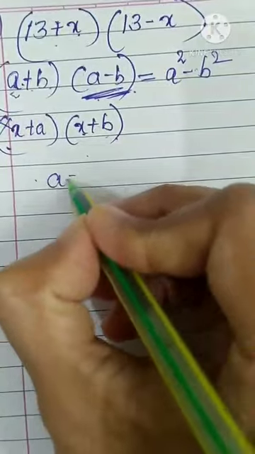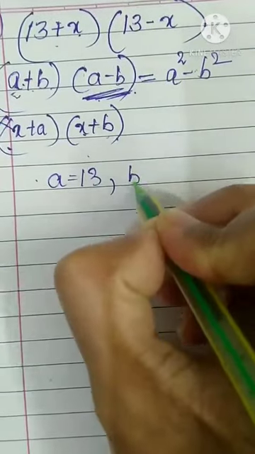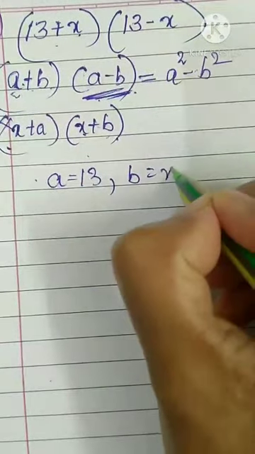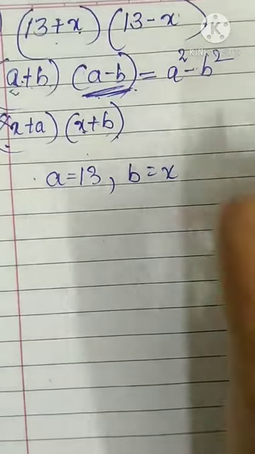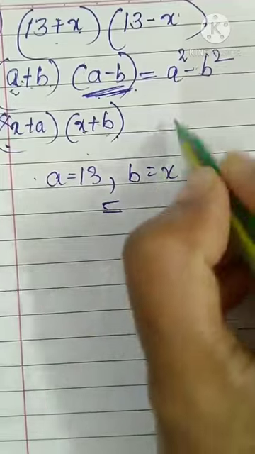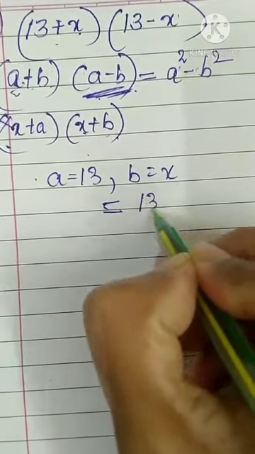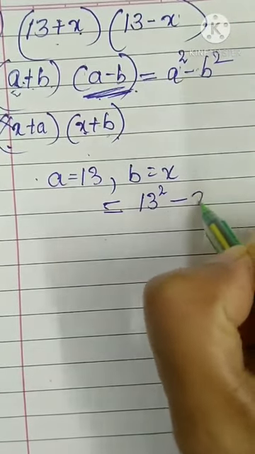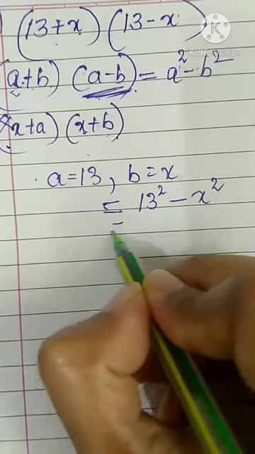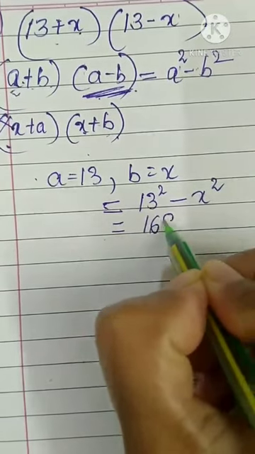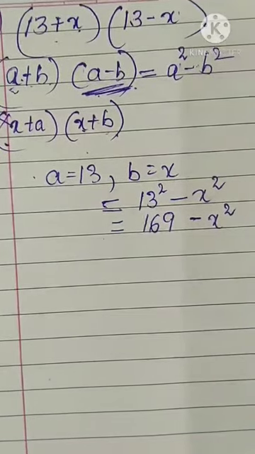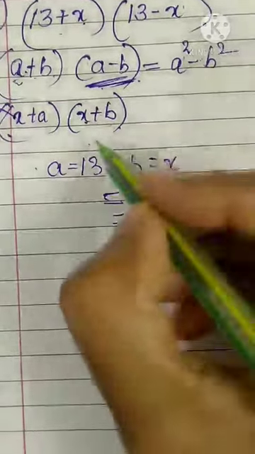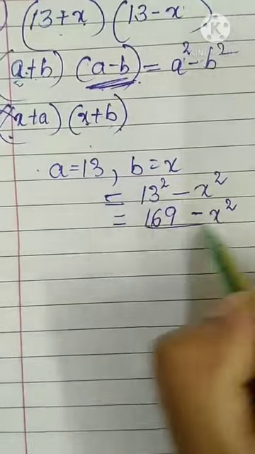A is 13 and what is b? B is x. Correct, no? A is 13 and b is x. So what's the answer? A square, 13 square, minus b square, x square. 13 square is 169 minus x square. Okay. So by using this formula, we got this as the answer.